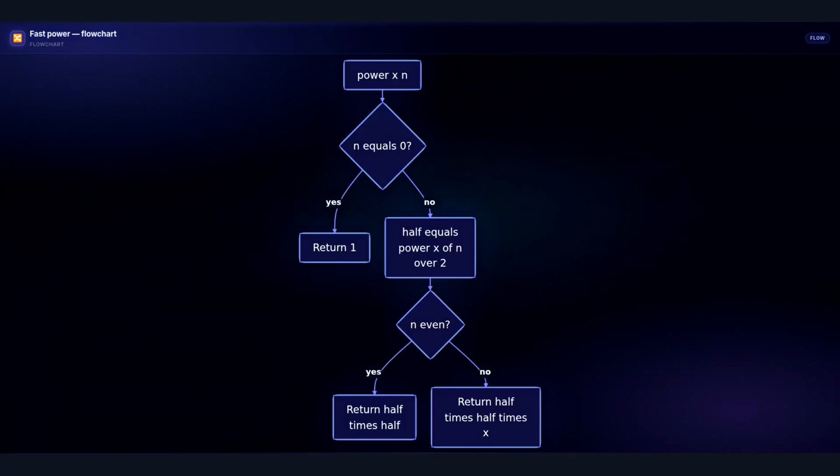The flow branch is near the end. If n is 0, return 1. Otherwise, compute half, the power for n over 2. If n is even, return half times half. If n is odd, return half times x.